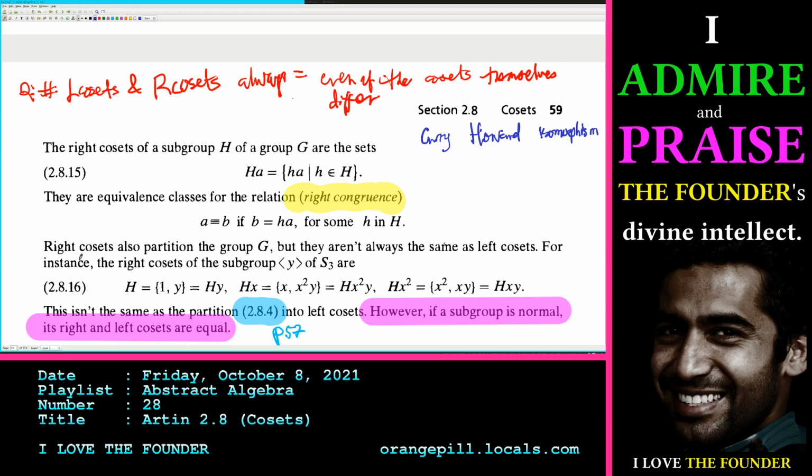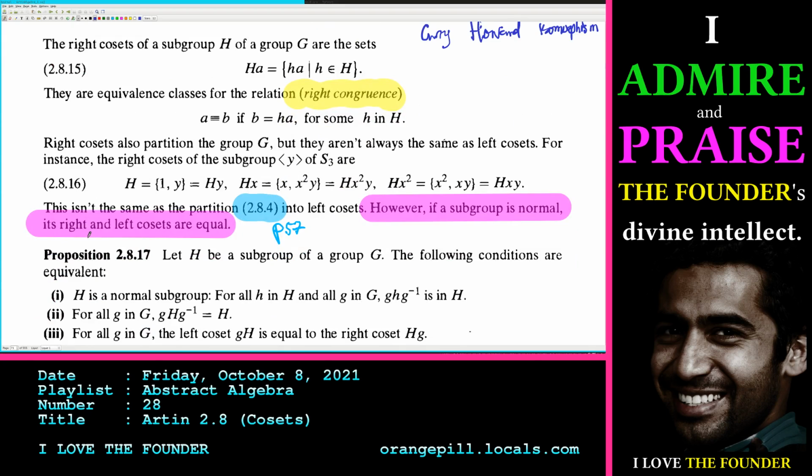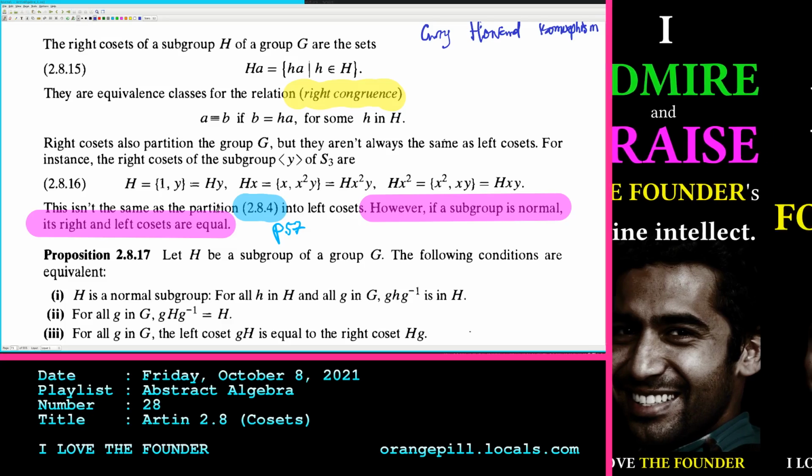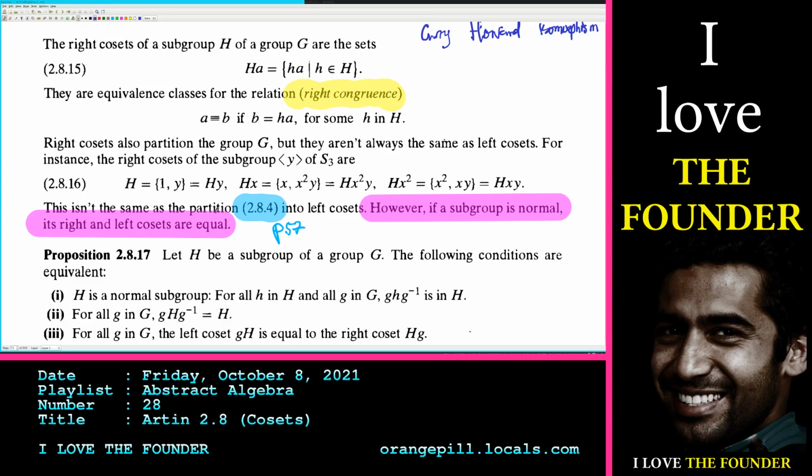For instance, the right cosets of a subgroup H of S3 are H = {1, y}, Hx = {x, x squared y}, which is, okay. Are these cosets the same as before? They are not. This isn't the same as the partition in the left cosets. However, if a subgroup is normal, its left and right cosets are equal.